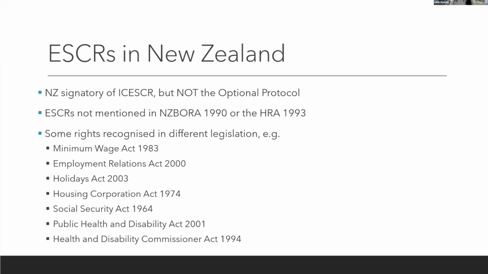instead of being included in the Bill of Rights Act or any other one piece of legislation, different aspects of some economic, social, and cultural rights are included in a range of different enactments. For example, the Minimum Wage Act, Employment Relations Act, Social Security Act, and so on. But in many cases, these don't necessarily provide absolute protection of economic, social, and cultural rights for persons with disabilities. For example, the minimum wage exemption still exists for disabled persons.